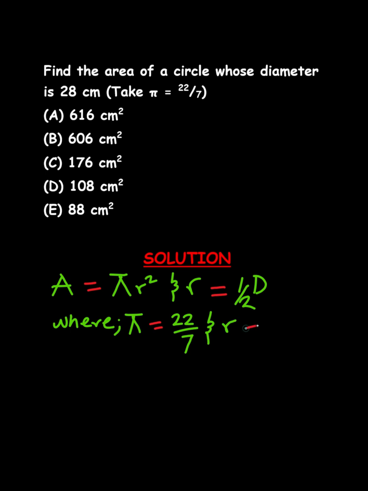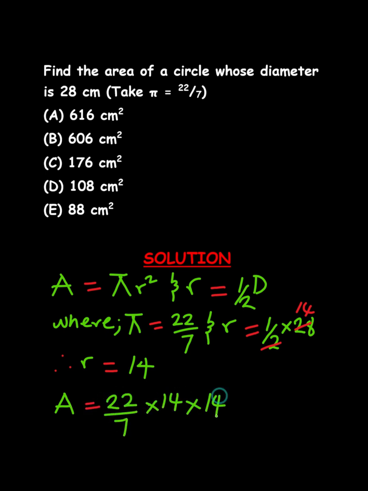And radius is equal to 1/2 times 28. 28 divided by 2 gives 14. Therefore, radius of the circle equals 14. Then, area of the circle equals 22 divided by 7, times 14 times 14.